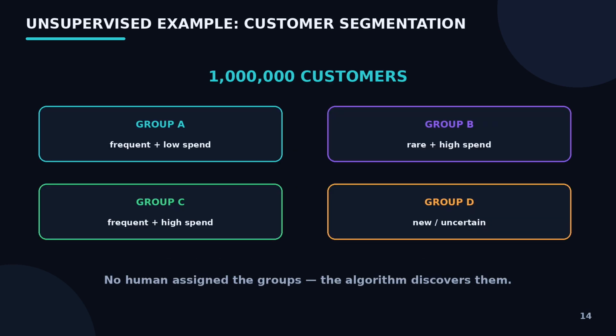Imagine an online shopping company has 1 million customers. We might know things like how frequently they purchase, how much they spend, what categories they browse, and how recently they purchased. But nobody has manually labeled these customers as budget shoppers, premium shoppers, frequent shoppers, and so on. An unsupervised algorithm can discover groups of customers with similar behavior. This is called customer segmentation.